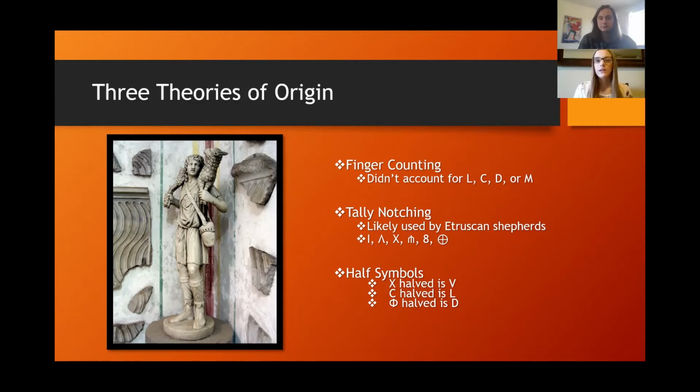The third and final theory of origin is that the symbols X, C, and phi started out as the symbols for 10, 100, and 1000. If you were to take each of these symbols and cut them in half, so for X and C, if you cut them in half with a horizontal line, it results in a V or an L, whereas with a phi, if you were to cut it in half vertically, it results in a D.